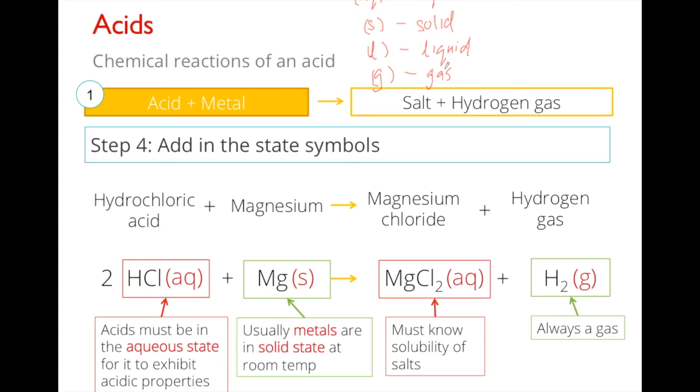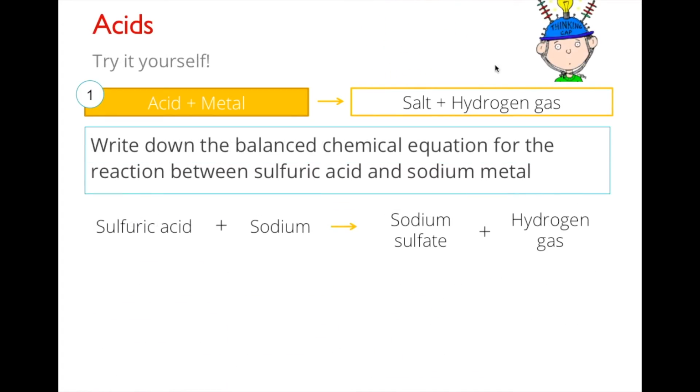Don't worry if you can't get the state symbols now. We'll have a lot more practice on this as we move along this chapter. Now, try it yourself. Write down the balanced chemical equation for the reaction between sulfuric acid and sodium metal now. I've helped you by writing down the products. Now let's try and go through the answer.